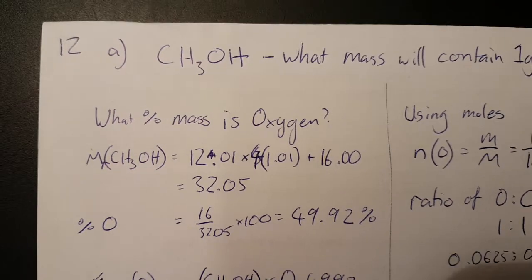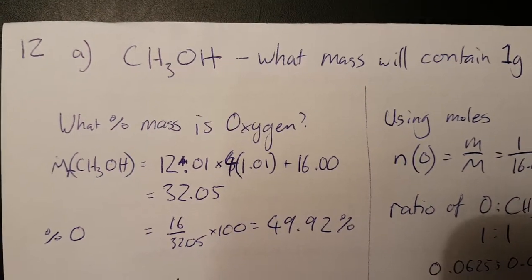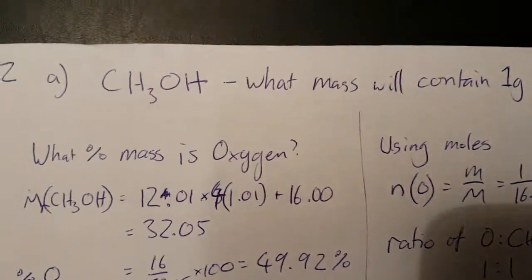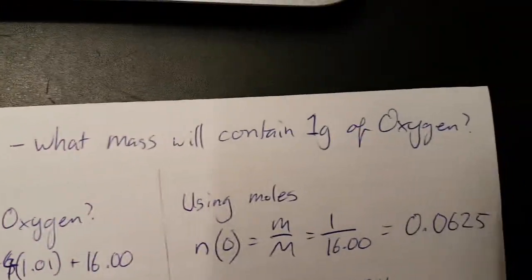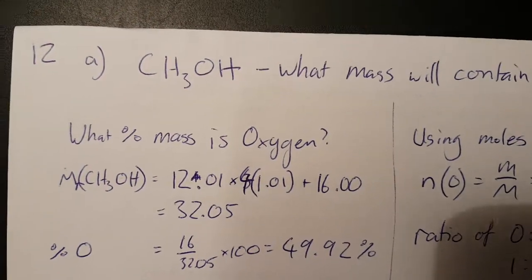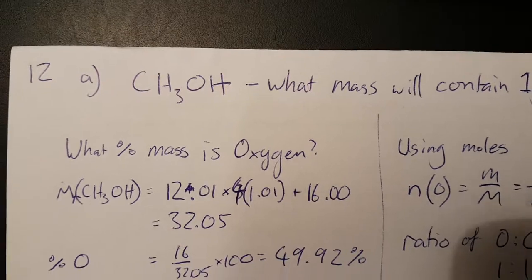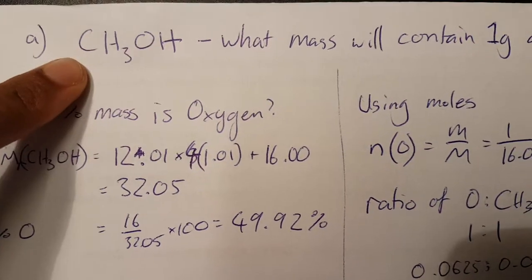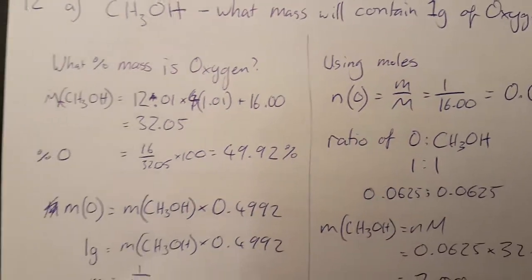So this is question 12 from your book on page 14, and it's asking us to find the mass of a compound that will contain 1 gram of oxygen. This is 12a, and you can hopefully apply these steps to solve B and C. So we want to know what mass of this we will have to get 1 gram of oxygen.